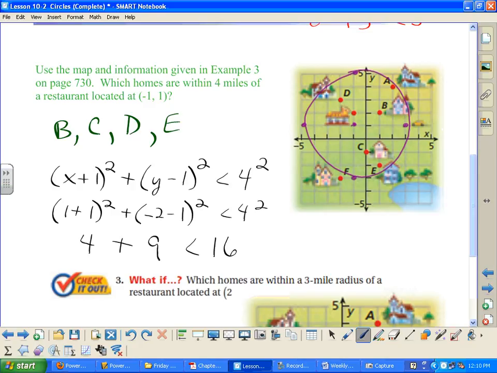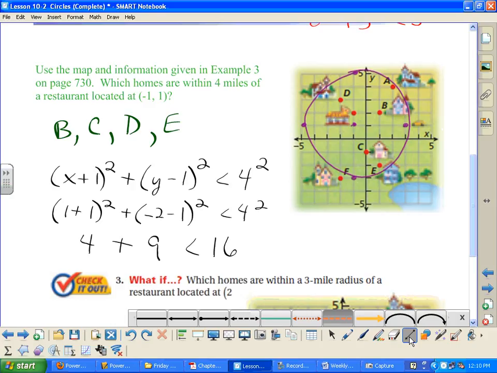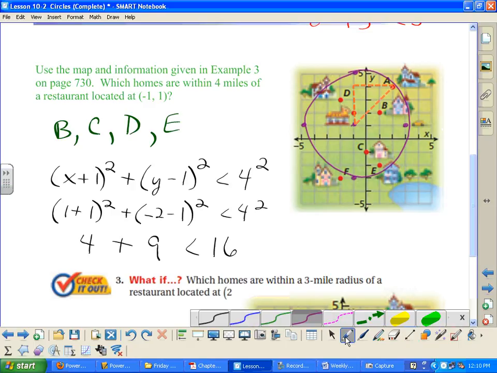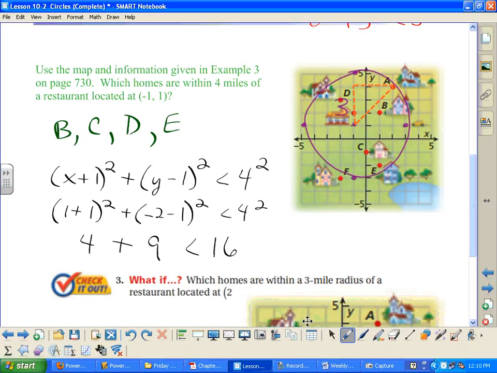But since I'm not a very good drawer of circles, I can't tell if A is in there or not either. So I'm going to check A, and I'm going to use triangles to do that one. So I'm going to go up here and over there. We went up how far? 3. Okay, 1, 2, 3. And we went over 1, 2, 3.